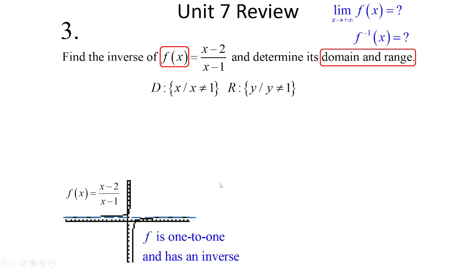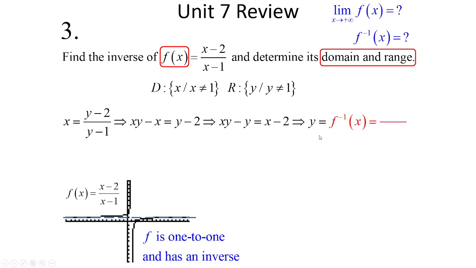So f inverse. Well, let's interchange the variables. So I'm going to call f of x, x, and then I'm going to go (y minus 2) over (y minus 1). Okay. And let's solve for y. So I'm going to go xy minus x, or x times the quantity y minus 1. No, I want xy minus x, y minus 2. Let's get our y's on the same side. So I'm going to go xy minus y equals x minus 2. And then I'm going to factor out the y and divide right here.